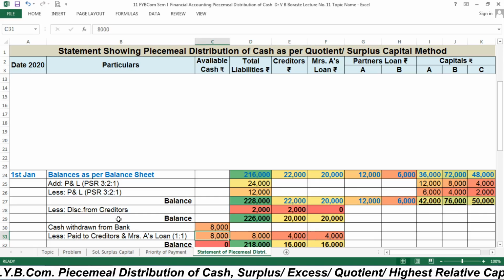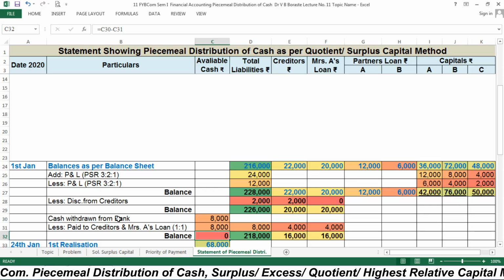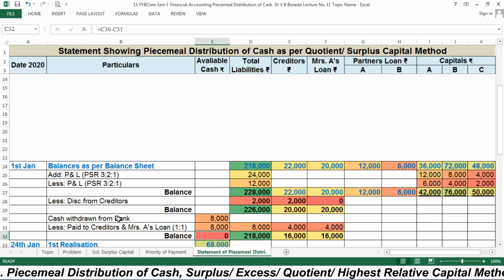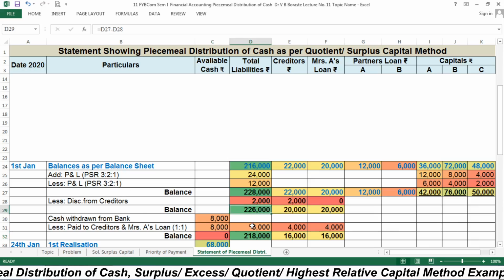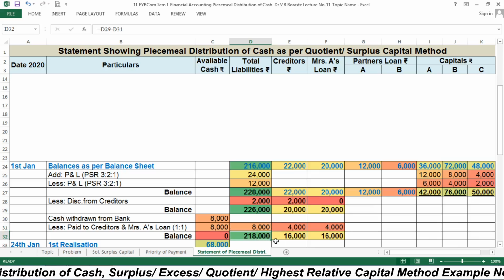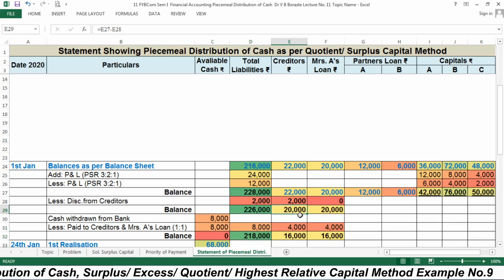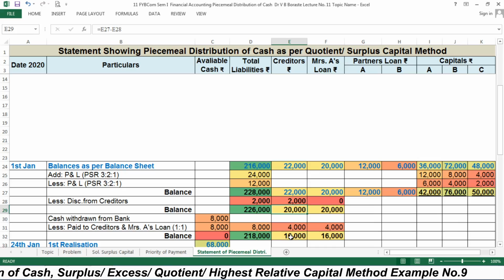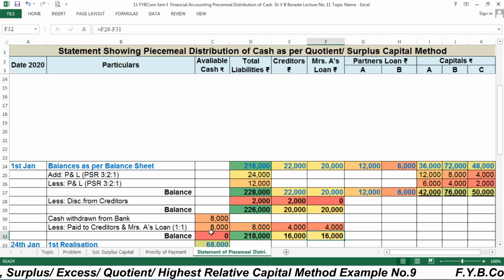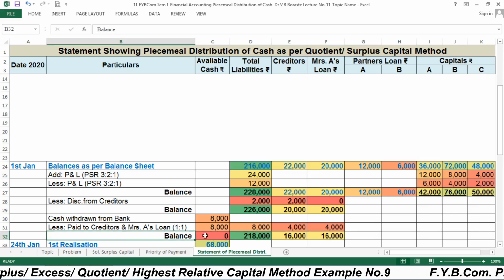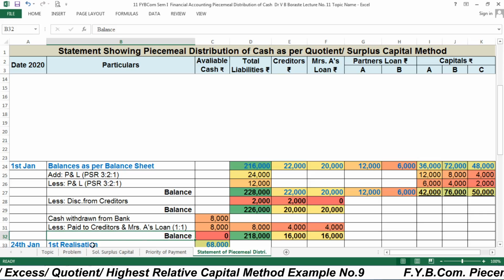After that, we have to calculate the balances. So here the balance 8,000 minus 8,000, balance is 0. The total liability was 2,26,000 minus 8,000. The balance is 2,18,000. Total creditors payable was 20,000 minus 4,000. Balance will be 16,000, and the same balance will be of Mrs. A's loan.